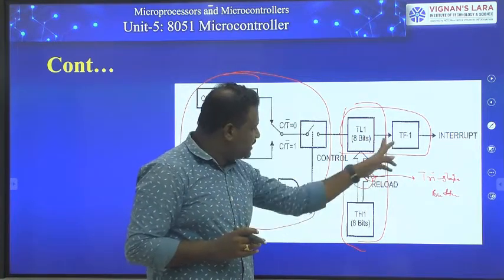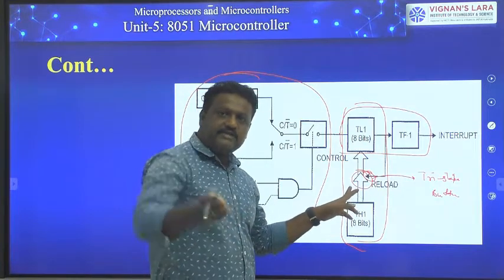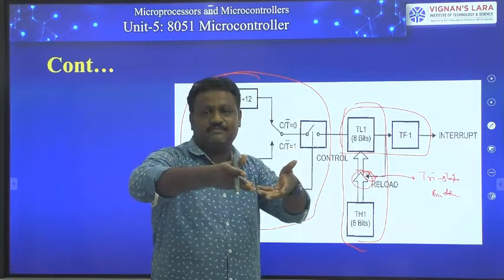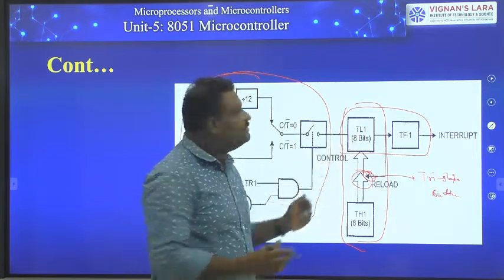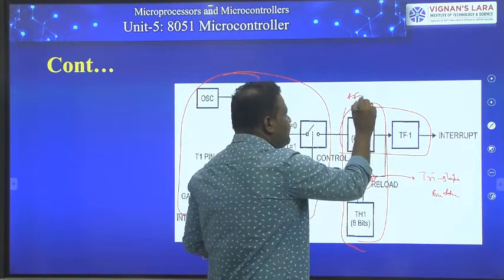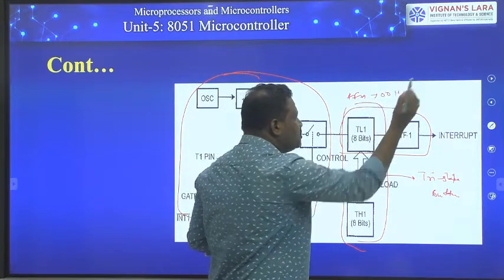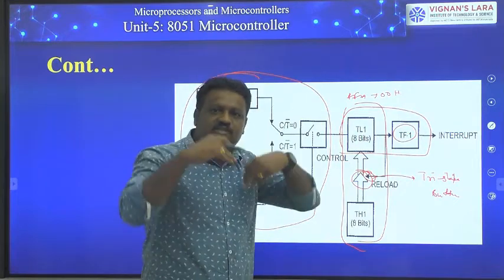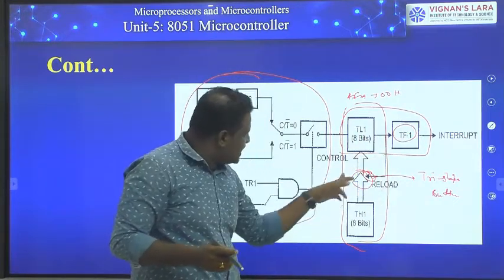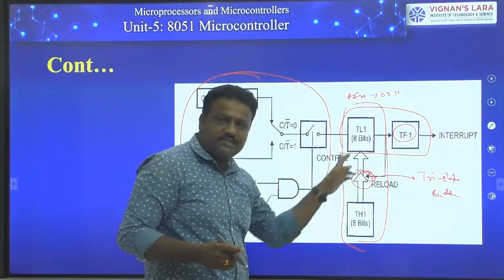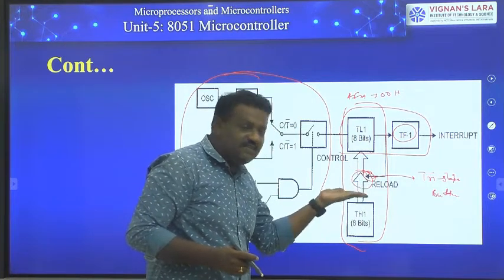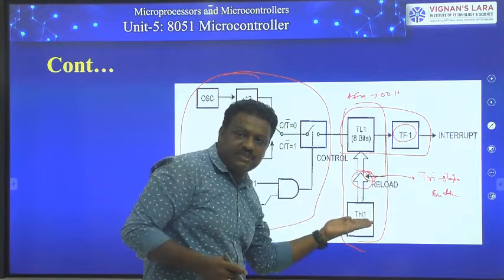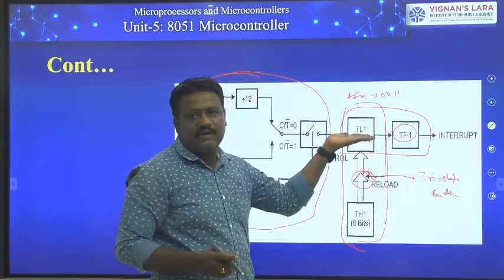This controlling input is received only when TL1 produces an overflow condition. That means TL1 content changes from FFH to 00H. Note the timer 1 overflow flag is set to 1. At the same time, the signal acts as an enable signal for this tri-state buffer. Then it will simply transfer its input value to output. That means the TH value is transferred to TL.